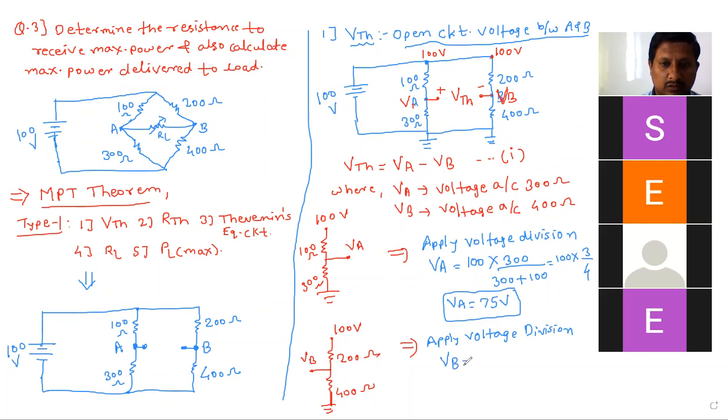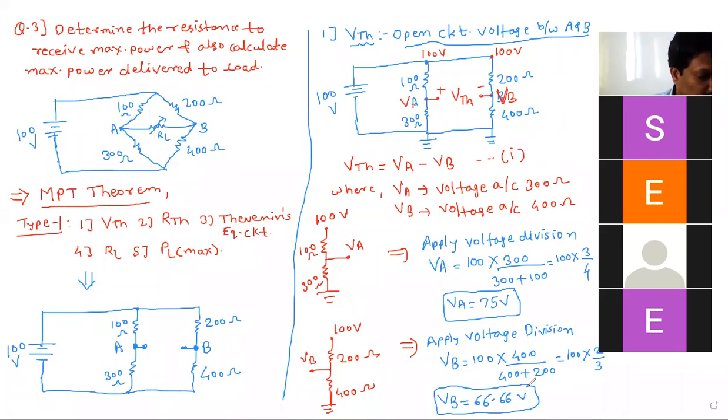So VB is equal to 100, total voltage, into 400 divided by 400 plus 200. So it is 100 into 400 divided by 600, which is 2 by 3. So VB you can get, I think it is 66.66. Check kara. Yes, sir. Okay, so VA is equal to 75 and VB is equal to 66.66.